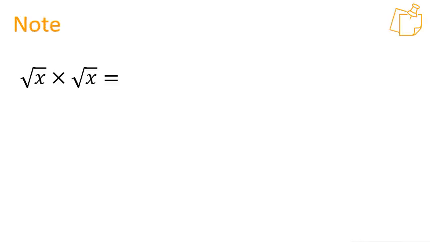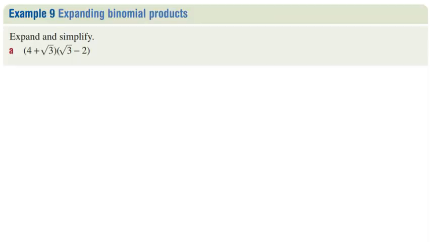Just a quick reminder about multiplying a surd by itself. So the result for this will equal x. Or if I had the square root 3 times the square root 3, that will result in 3. Let's try expanding double brackets with surds.